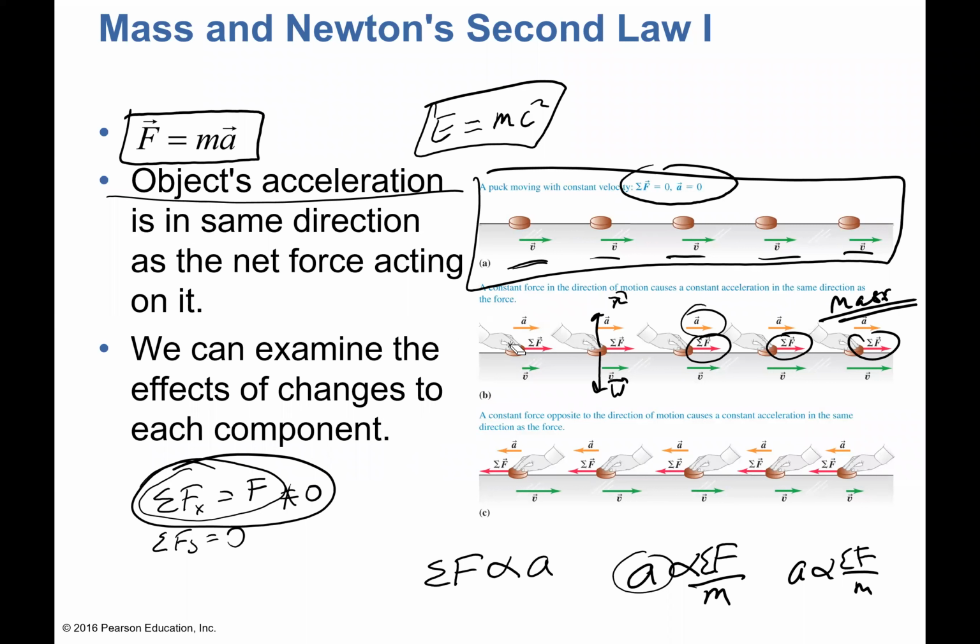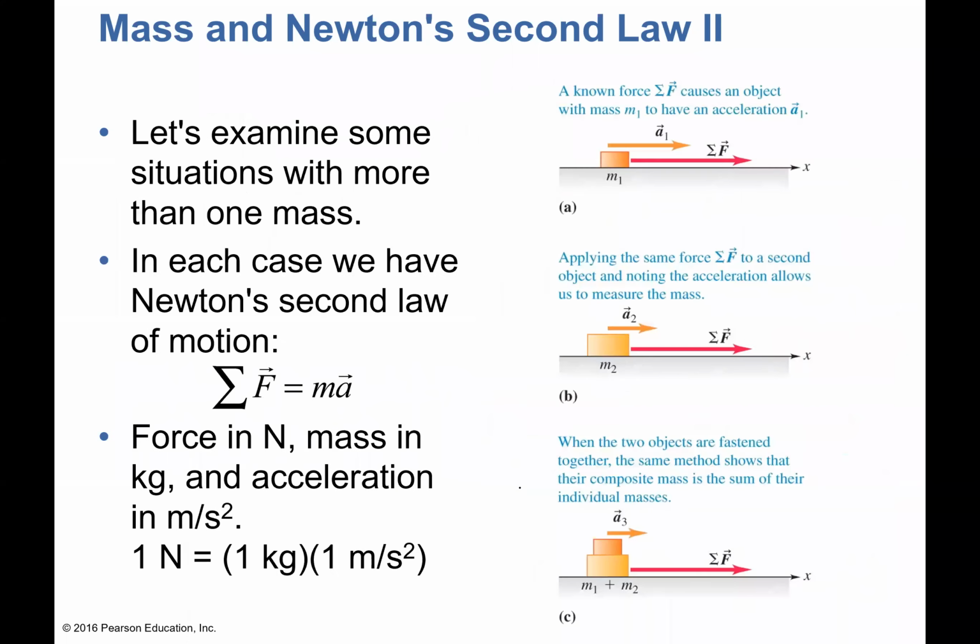So over here, if you have an object moving to the right and you push to the right, it's going to speed up to the right. But if you have an object moving to the right and you start pushing to the left, then you actually make the object slow down and maybe stop eventually. That means the direction of acceleration is the same as the direction of the force acting on the object. It's proportional to the net force acting on the object.